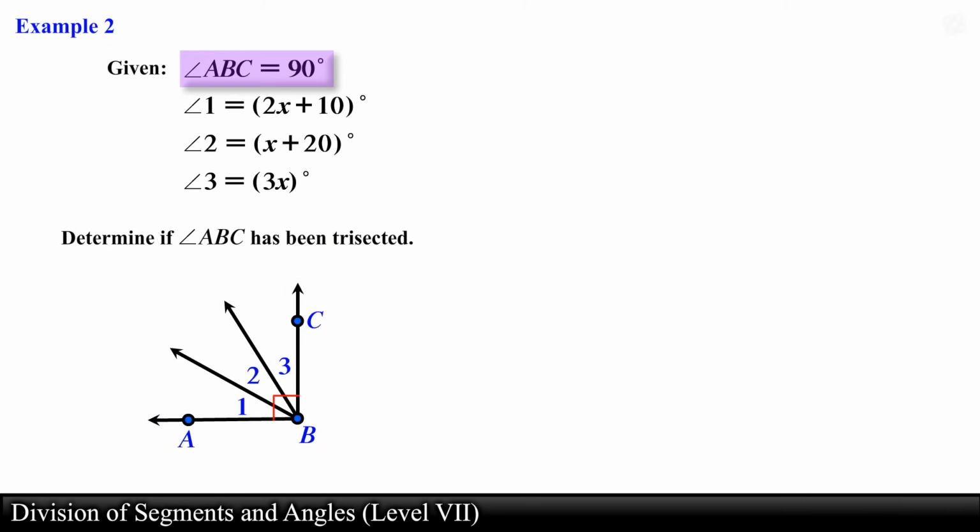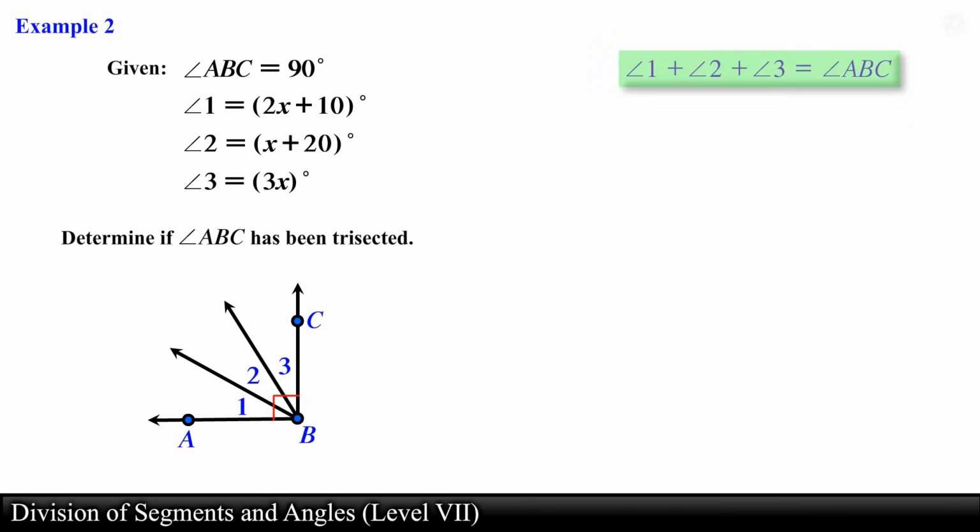So we can label angle ABC with a small square mark. We also know from the diagram that angle ABC is formed by angle 1, angle 2, and angle 3. This allows us to set up the following geometric relation. The measurement of angle 1 plus the measurement of angle 2 plus the measurement of angle 3 is equal to the measurement of angle ABC.